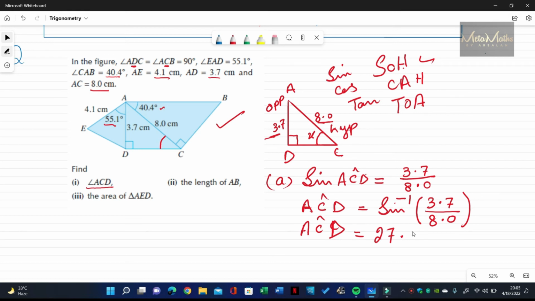27.5. In Cambridge, your final answer for angle should be corrected to 3 significant figure, or you can say 1 decimal place. Okay, in case of angle only. So that's how we'll be finding ACD angle.